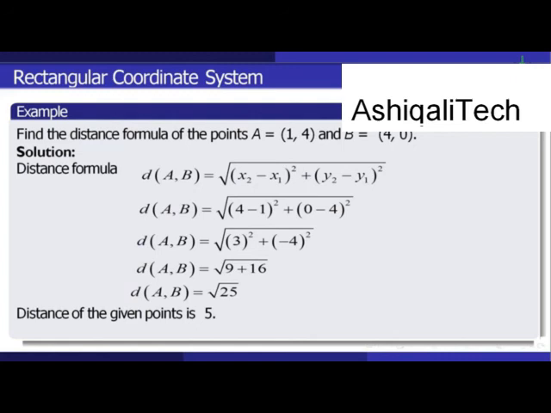Now we simplify. So the distance between A and B is equal to the square root of 3 squared plus 4 squared. So the distance between A and B is the square root of 9 plus 16, which is the square root of 25. So we get the distance between the 2 points A and B is 5.